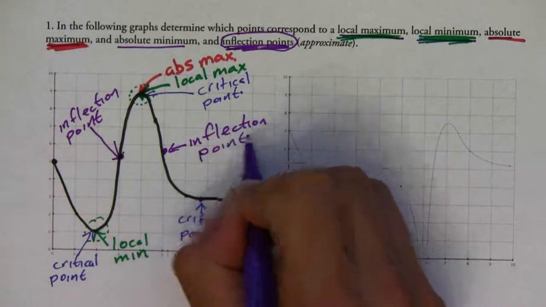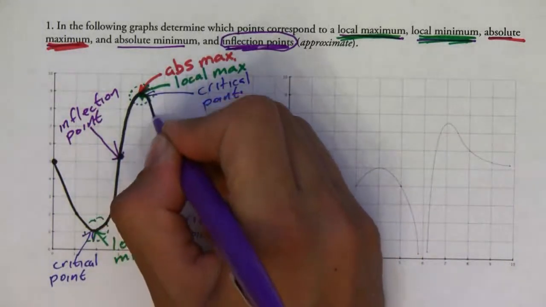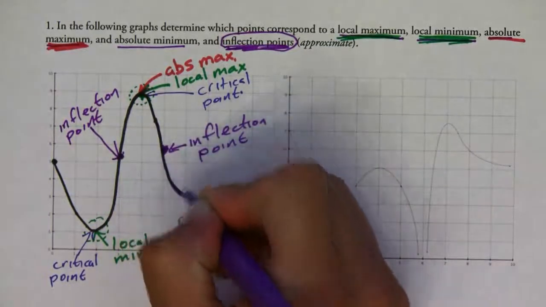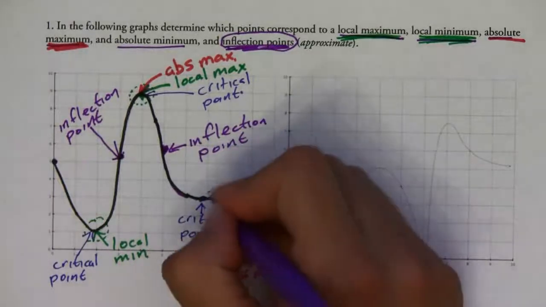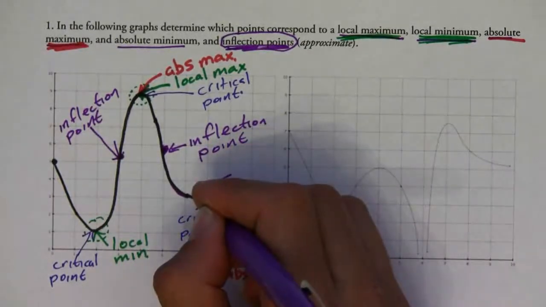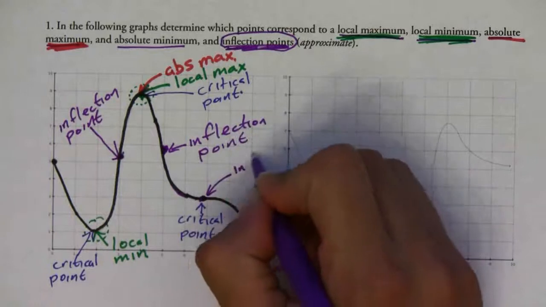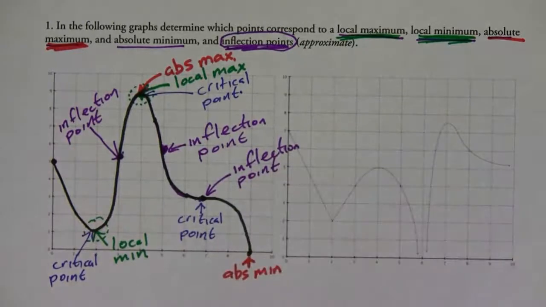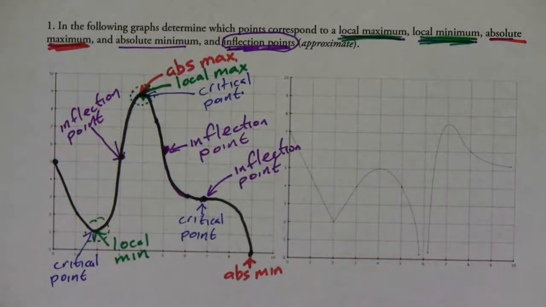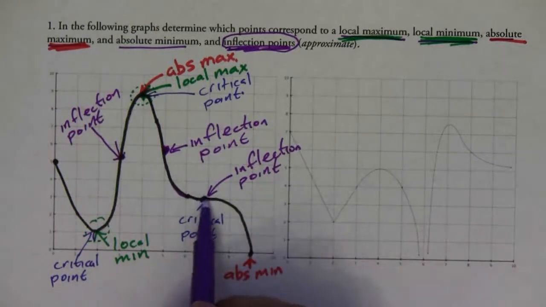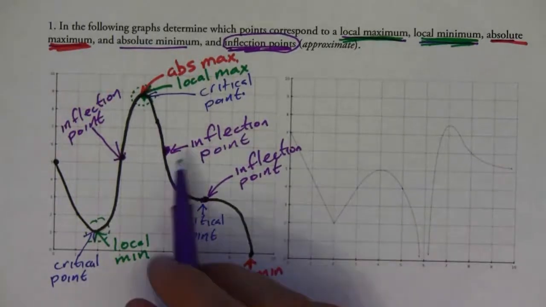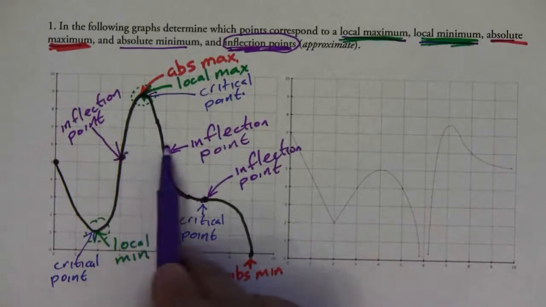And this is also an inflection point, because notice how it's concave down right here, and then right around here somewhere it becomes concave up. But then right here at this point also, it becomes concave down. So this is also an inflection point. So notice that inflection points can happen at the same place where there are critical points, but it's not as common as these two.